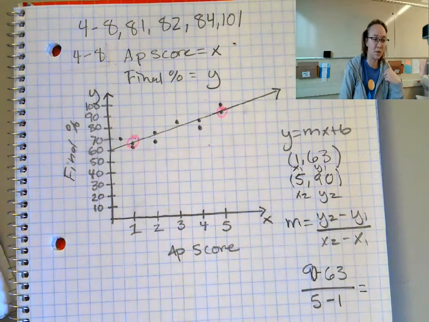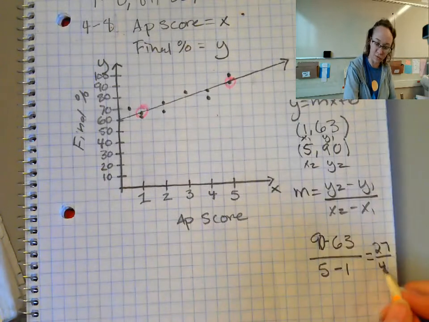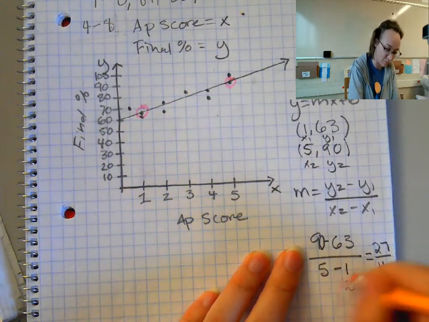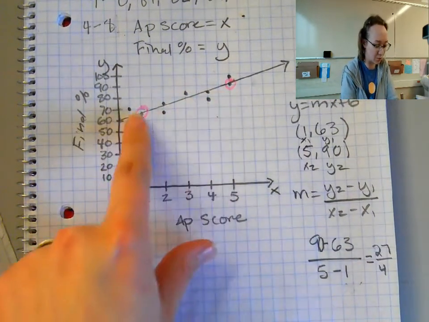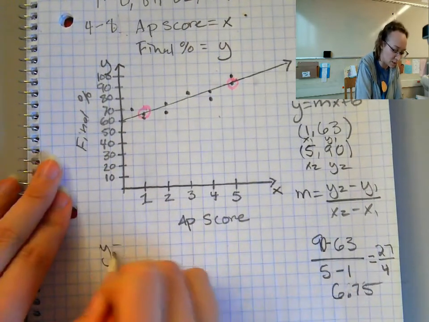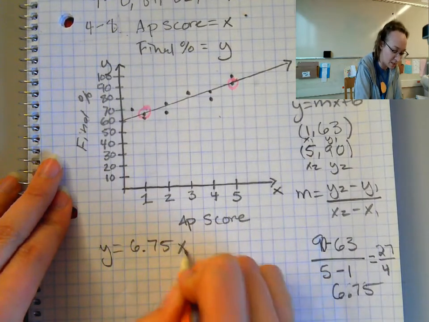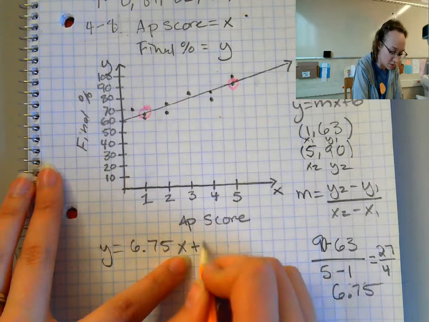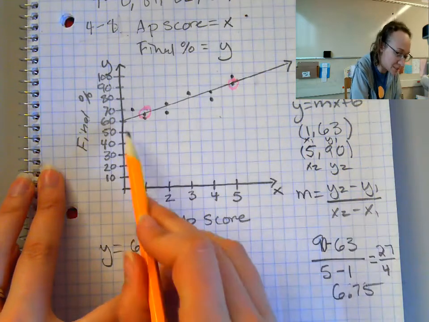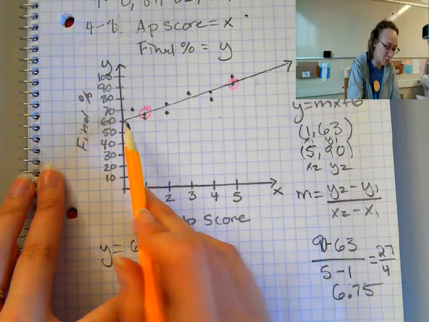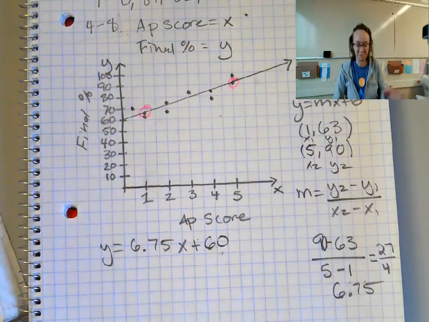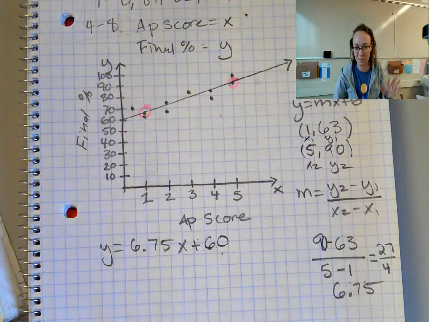90 minus 63. And that gives me 27 over 4, which is exactly 6.75. Now, my line doesn't go exactly through those points, but we're going to say it's good enough. So 6.75. So y equals 6.75x, and then plus b. Now, I probably should plug one of my points back in here, but my line happens to just really go exactly to 60. So I'm just going to say plus 60. This is just a homework problem. We're just estimating. This is not a precise equation, so it's fine.